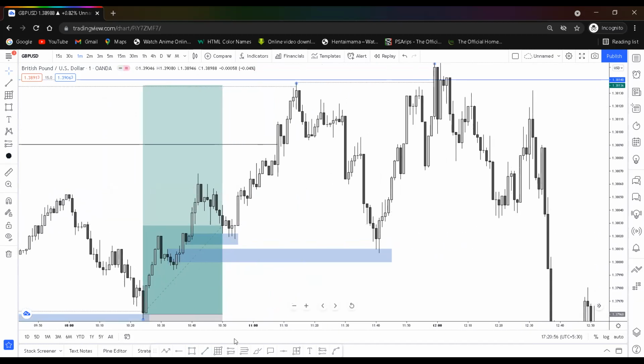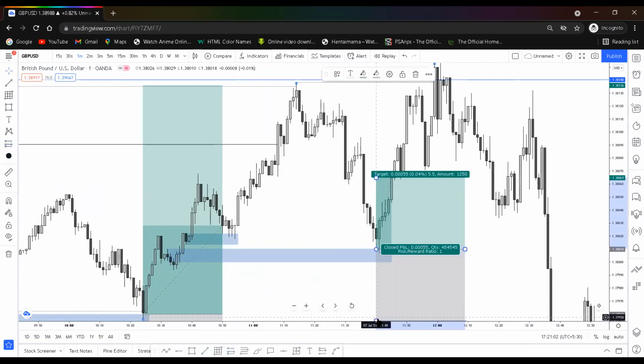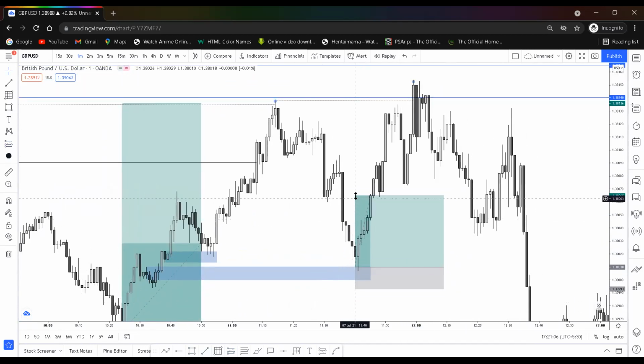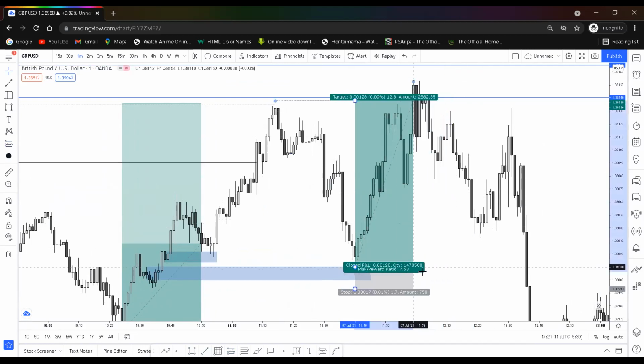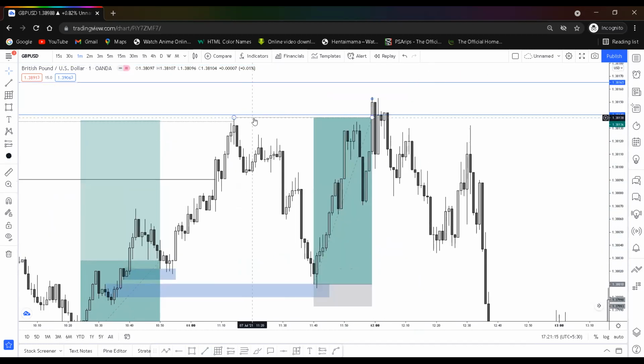So then we buy. So what are we targeting? We know the intentions have not been fulfilled yet. And then boom, once again, right here. And then here comes this. Now the trap has been taken out and the imbalance has been filled.